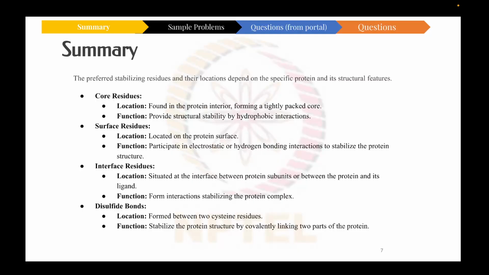In general, stabilizing residues are often located in regions of the protein that are important for its function or stability, such as active sites, binding sites, or structural motifs. The specific locations of stabilizing residues can vary depending on the protein and its structural features, and different methods can be used to predict them.